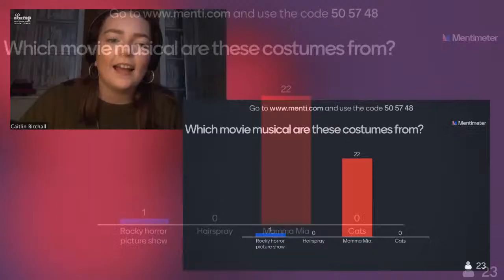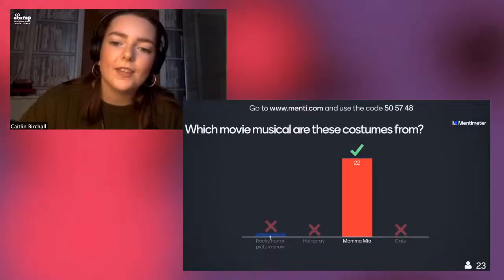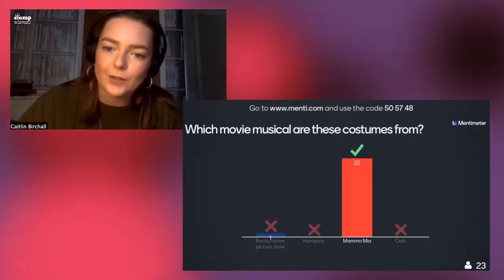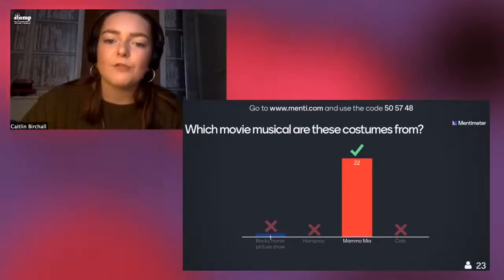So as a lot of people knew, the correct answer was Mamma Mia. 22 of you got that right, and one person went for the Rocky Horror Picture Show, in which they barely wear any costumes at all, to be honest. Yeah, that's true.